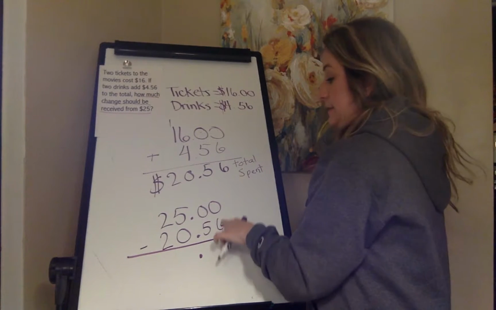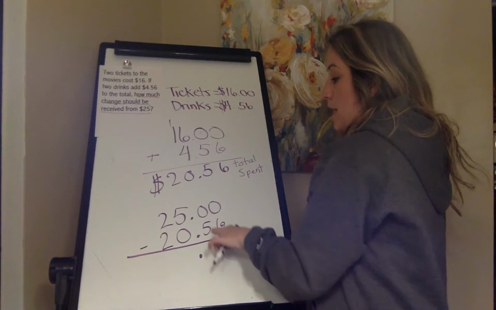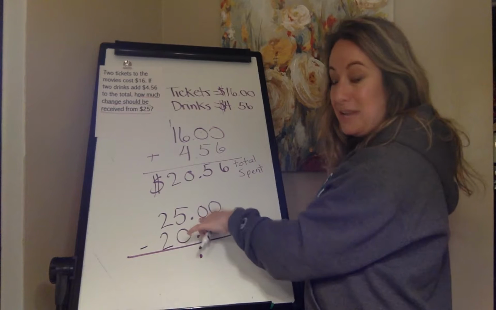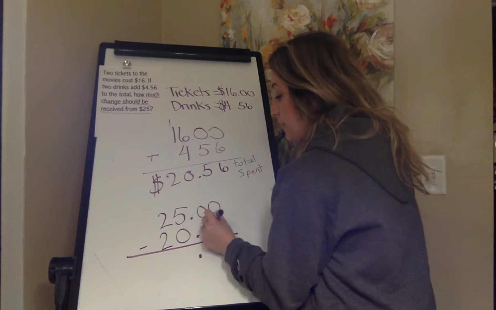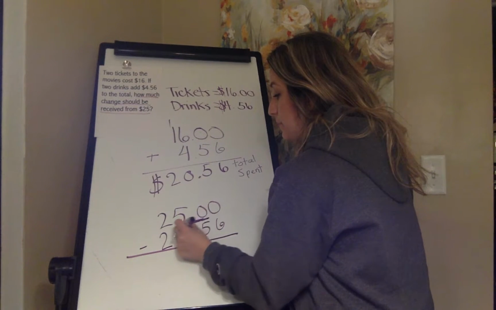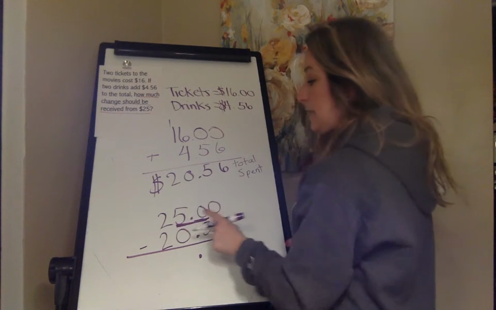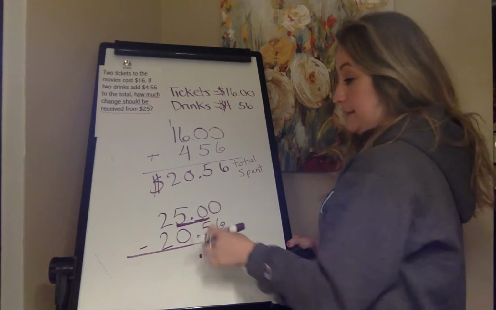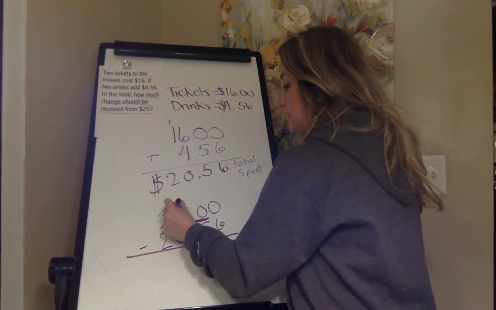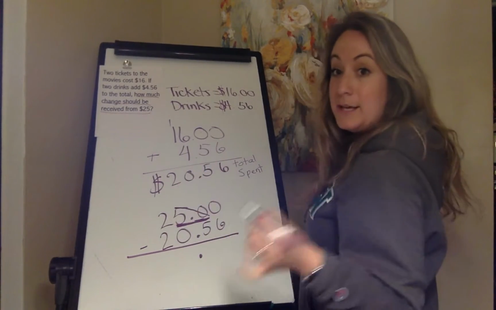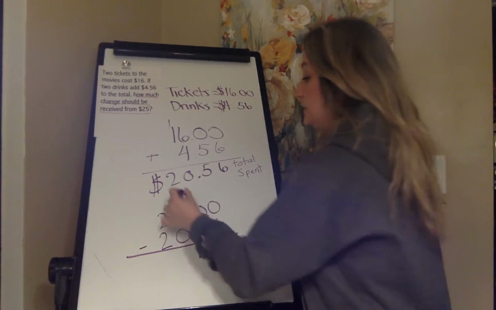I cannot take 6 from 0. My next door neighbor has nothing. So I'm going to start underlining from my neighbor that has nothing to someone that has something. The next neighbor that has something is this 5. So I'm going to take this 50 and cross it out and make it 1 less than 50. 1 less than 50 is 49.